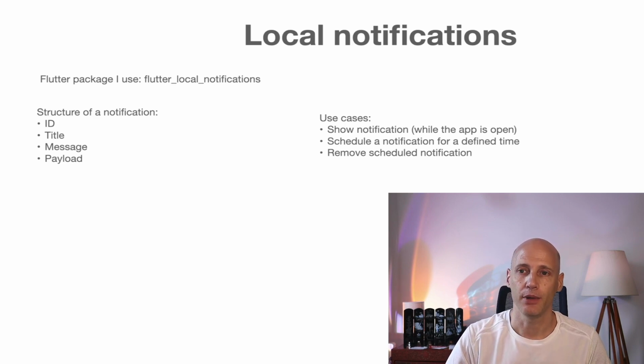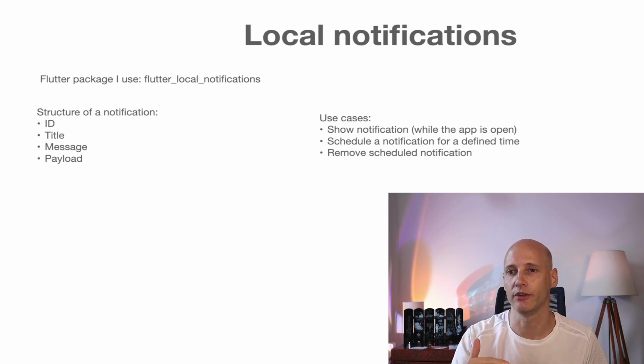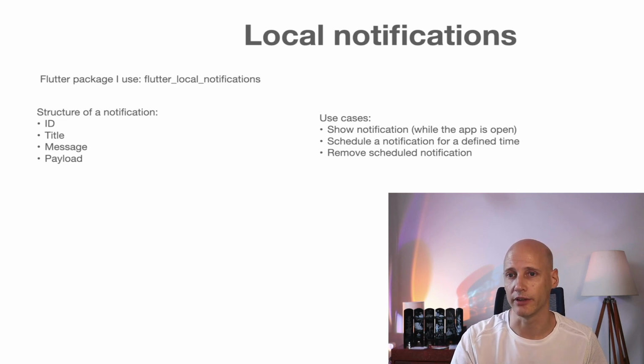In my sample application, I will use the package Flutter local notifications. I tried a couple, this one worked best. Now in terms of structure, I see here ID, title, message, and payload. These are the four main components. So every notification has an ID. You will see the title and the message shown on the notification to the user, and a payload. ID and payload are invisible. So an ID you can set, you can overwrite a scheduled notification, you can delete one. That's what you need the ID for as a handle.